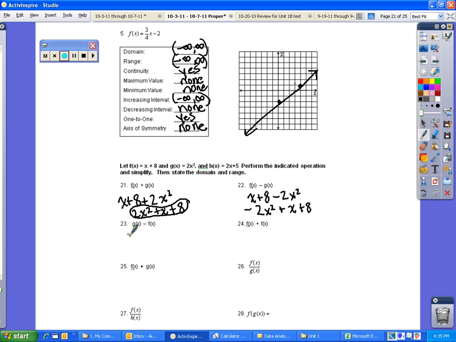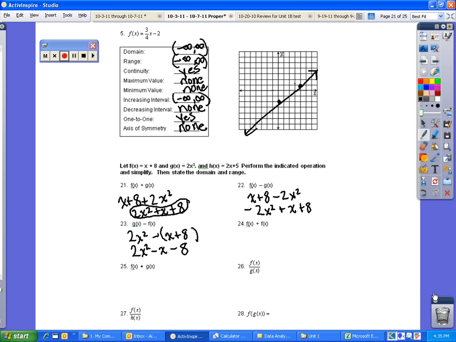g of x minus f of x, I'm going to take 2x squared. And remember, I'm subtracting that entire function f of x, so I have to put the entire function in parentheses. And now I'm going to take 2x squared, I'm going to subtract x, but remember I'm also subtracting 8 because I'm subtracting the entire function. So it's going to turn into 2x squared minus x minus 8.